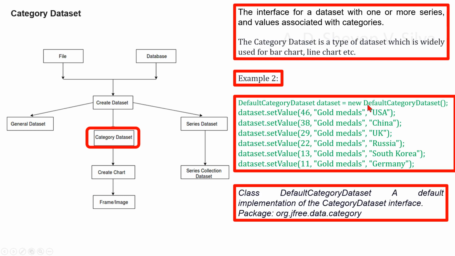As an example 2, we can consider this code segment. Here the class DefaultCategoryDataset, a default implementation of the CategoryDataset interface. The class DefaultCategoryDataset is in package org.jfree.data.category.